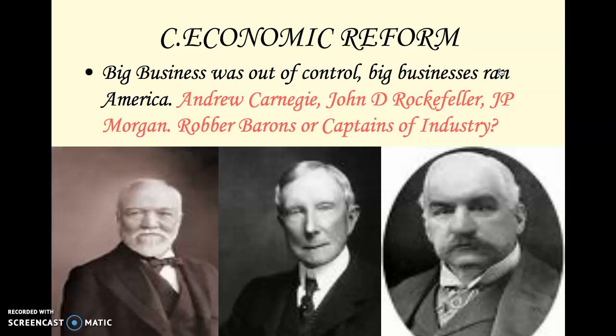Part C was economic reform. Big business, led by these guys right here, the Carnegies, the Rockefellers, the J.P. Morgans, was out of control. It was running America. We saw the political cartoons in the last unit where literally these people are owning the government. They're running the government. J.P. Morgan single-handedly bailed out the U.S. government time and time again because they have all of this money.